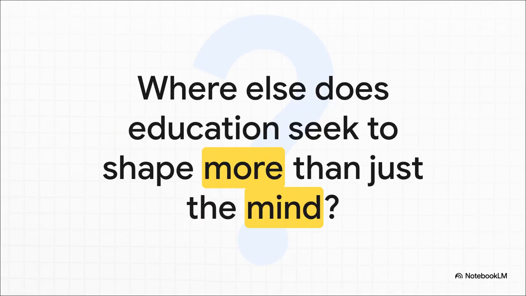Which brings us right back to our big question. We just did a really deep dive into one lesson plan from one school with a very, very clear worldview. But it makes you think, doesn't it? Every single educational system, whether it's secular or religious, is built on a set of values about what's important. So, the final thought to leave you with is this. Where else does education try to shape more than just the mind?